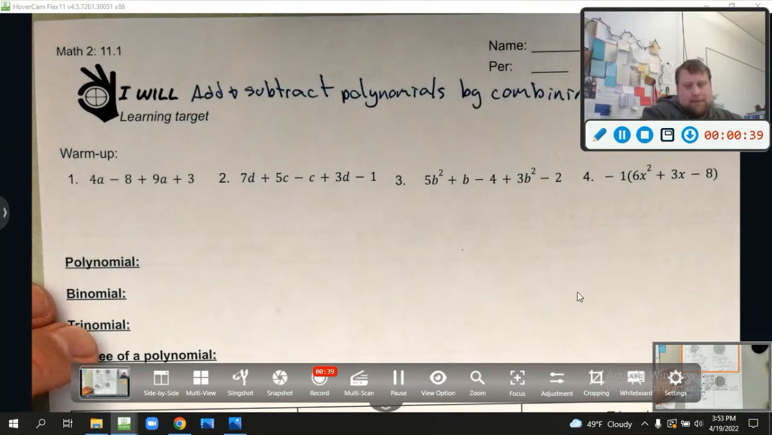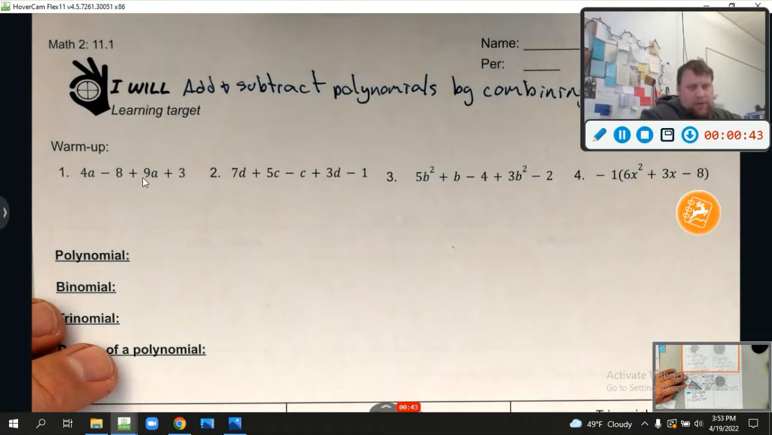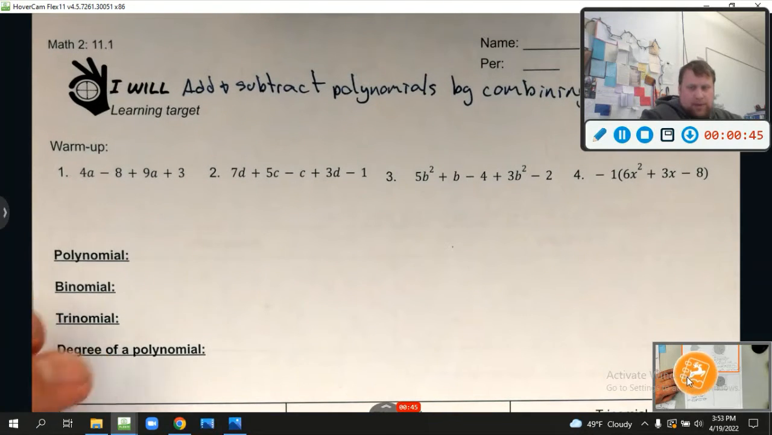Okay, let's get rid of this down here. So first things first, here's your warm-up. See if you can simplify these as much as possible. Ready, set, go.